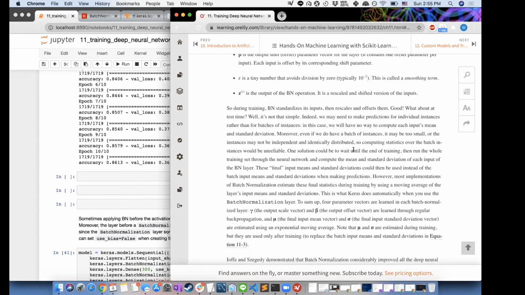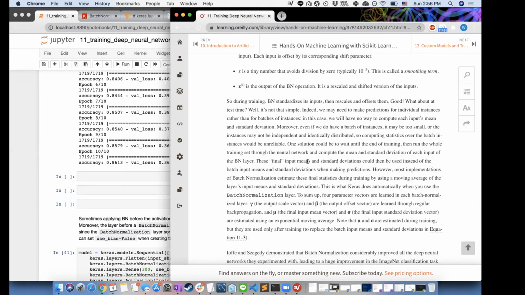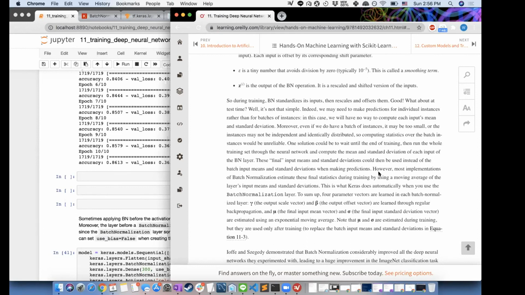One solution could be to wait until the end of training, then run the whole training set through the neural network and compute the mean and standard deviation of each input of the BN layer. These final input means and standard deviations could then be used instead of the batch input means and standard deviations when making predictions. Okay. So that's that. Does that answer your question, Gotham? Yep. Okay, great.